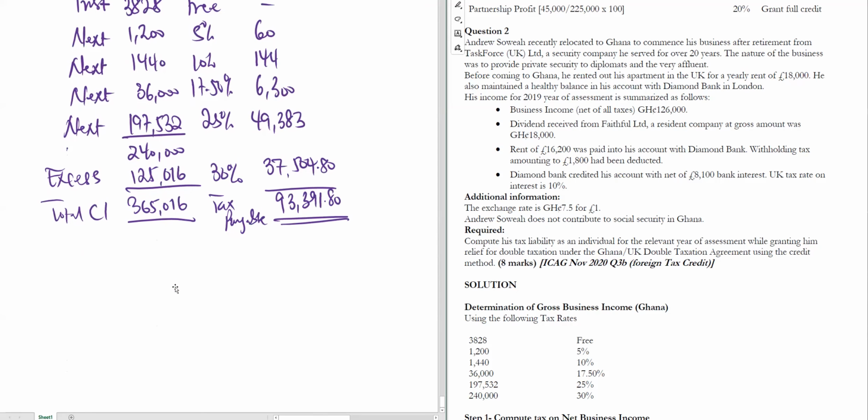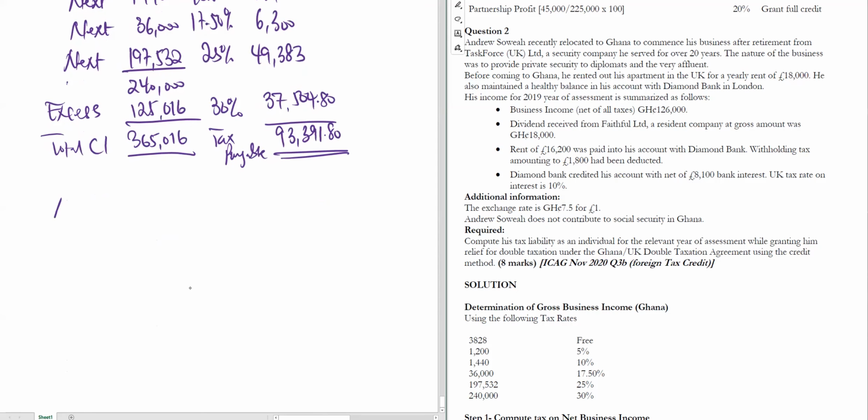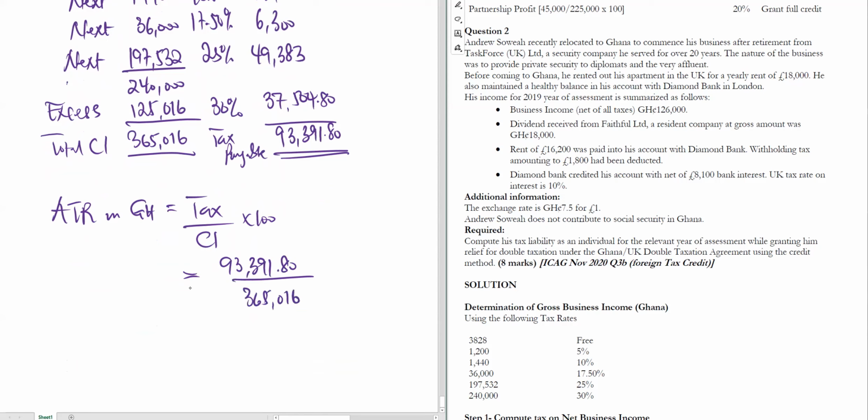That's it. Okay. So now we need the ATR in Ghana, that is the average tax rate in Ghana. And now we need what? Our tax over our chargeable income, times 100. So let's see. 93,391.80 divided by our chargeable income of 365,016 times 100. Okay, so 25.59%.